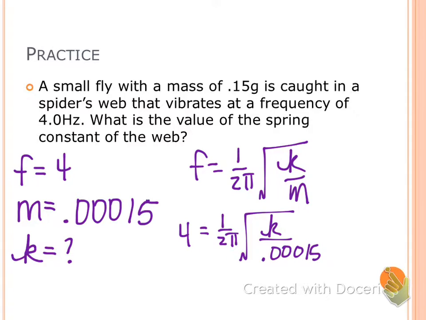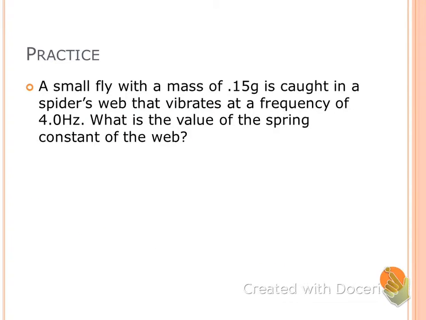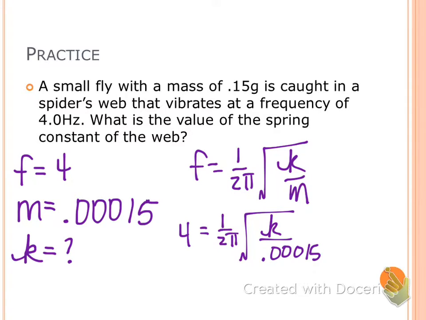Algebraically, this takes a couple different steps because our variable is within the square root. Our first step algebraically should be moving that 2 pi over. After we move the 2 pi over, we have 4 times 2 pi. We have a square root, so what do we need to do to get rid of a square root? We want to square both sides. And then we multiply it by the mass to get K by itself.